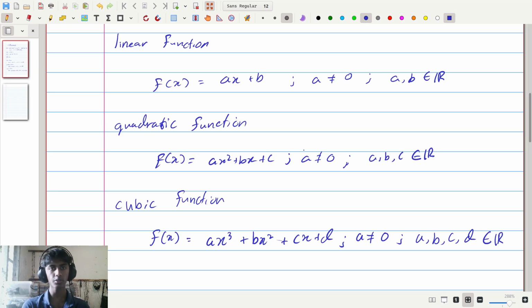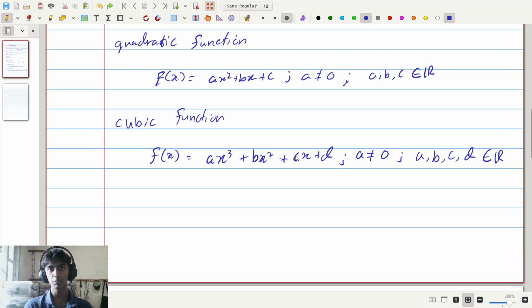Again, the fact that a is not 0 is to separate cubic functions from quadratic functions. In this case, if a is 0, this whole term becomes 0, so we are left with bx squared plus cx plus d, which is exactly a quadratic function. So to separate the two, we add the condition that a should not be 0.